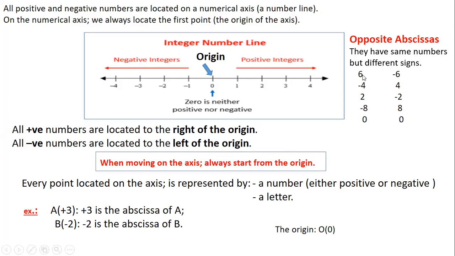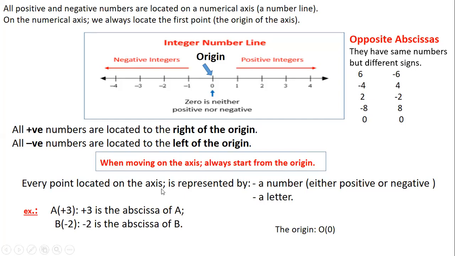Okay, for example, what is the opposite of 6, Zainab? -6. -4. 4. 2. -2. -8. 8. The opposite of 0 is? 0. It's never -0, okay? So these, we call them opposite abscissas. They have the same numbers. This is 6 and this is 6, but they have different signs. If the first is positive, the second will be negative. If the first is negative, the second will be positive.